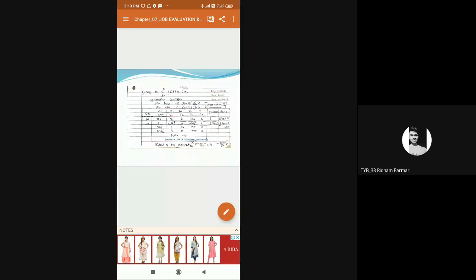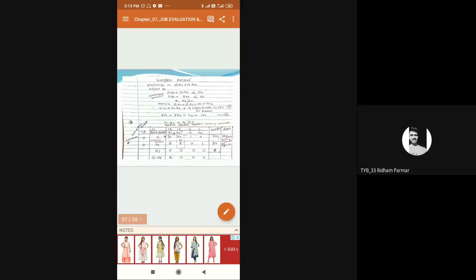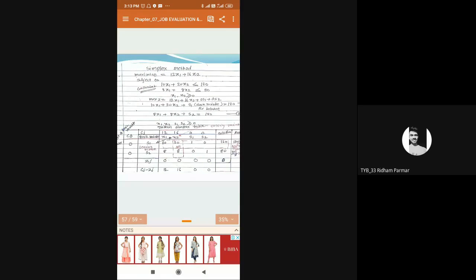Now I have to calculate the second row values. How to calculate the second row value? See the previous table. So here 8 is there, 8 in the second row. In the next table, instead of 8, what should be there?